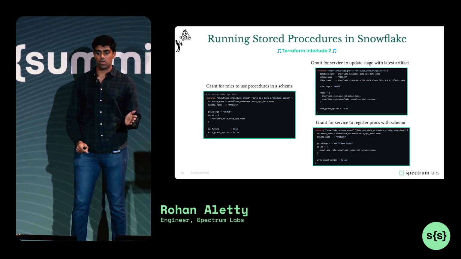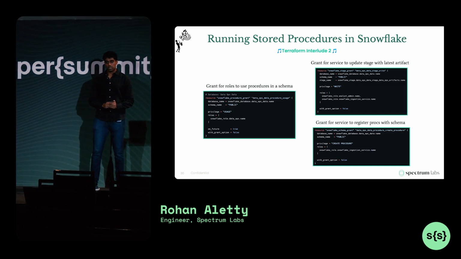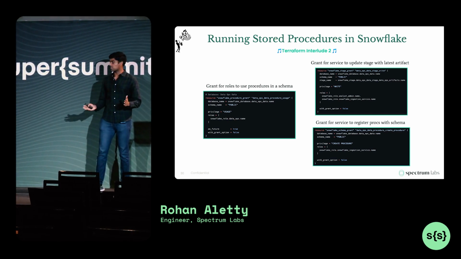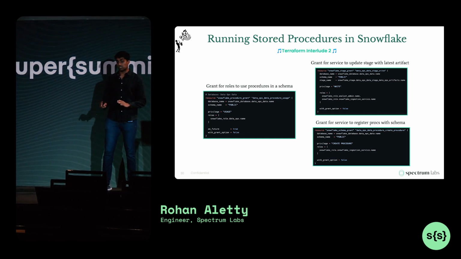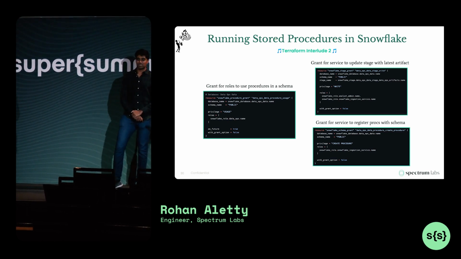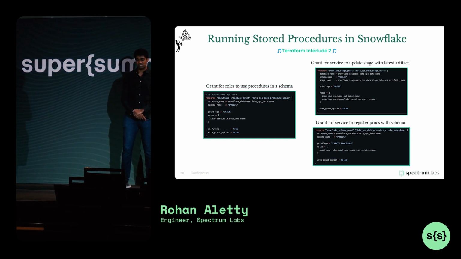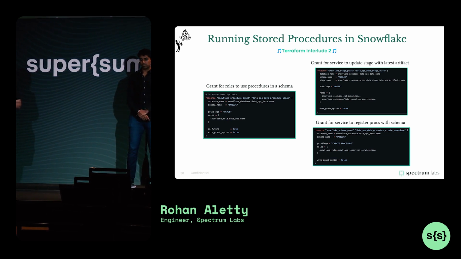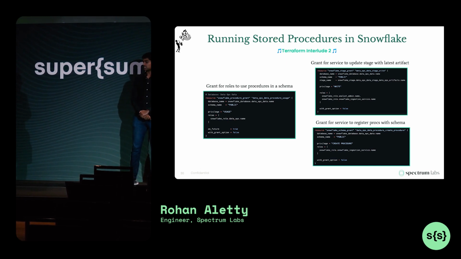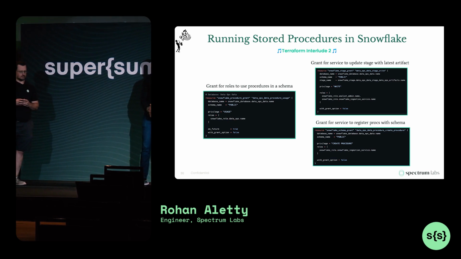On the left, we have the grant for users being able to use the procedures within a schema. You can see that there's a specification for the role. So all users that are associated with that role now will have access to be able to run the stored procedures within that schema and that database. There's a lot of configurability with Terraform, and probably a nice way to automatically generate some of these resources. But for now, this is how we have it. And then on the right, we have the examples for allowing service accounts the grants to be able to register the procs as well as to update the stage with the latest artifact.